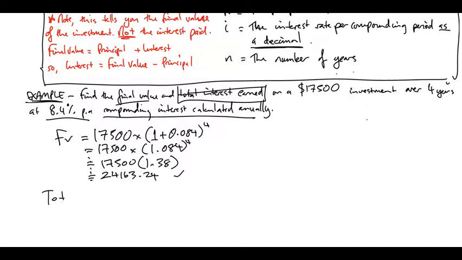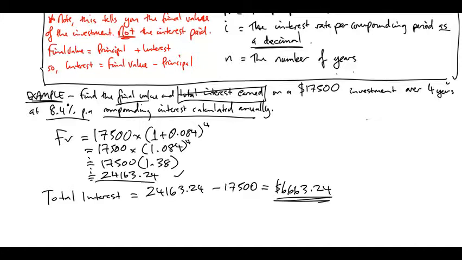Total interest, like before, if you started off with 17,500 and you ended up with 24,163.24, what was the interest? What's the difference? Well, 24,163.24 minus 17,500 equals... Actually, I should just remember that from the last one, but I don't. 6663.24 total interest. Okay, so you've answered both aspects of that question. Forgot to put the dollar sign there.